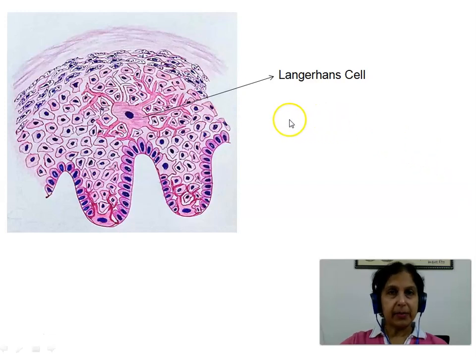In the same diagram again, what we see here in the stratum spinosum is the Langerhans cell, a large oval cell with a spherical nucleus and with dendritic-like cell processes. So this is the Langerhans cell, dendritic cell of Langerhans.